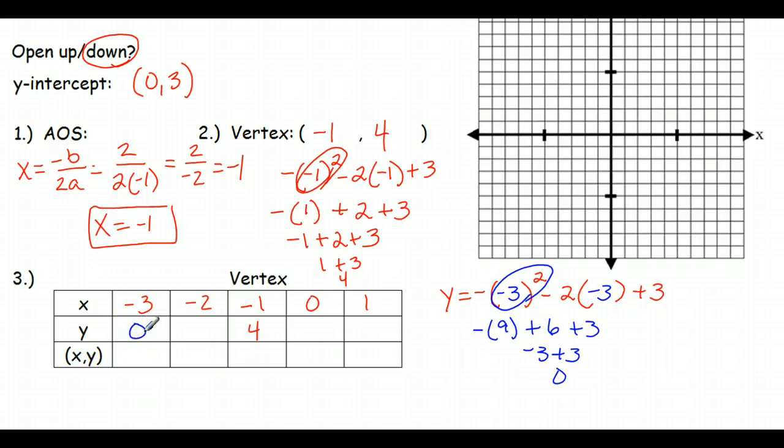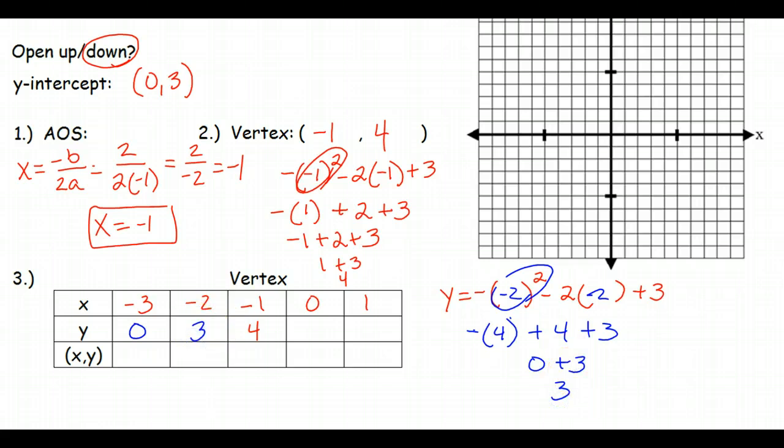Now we're going to go ahead and plug in negative 2. So I'm just going to do a little bit of erasing here. Alright, and let's go ahead and plug in negative 2. First we've got to do negative 2 squared, which is 4. Negative 2 times negative 2 is positive 4 plus 3. This is 0 plus 3, which is 3.